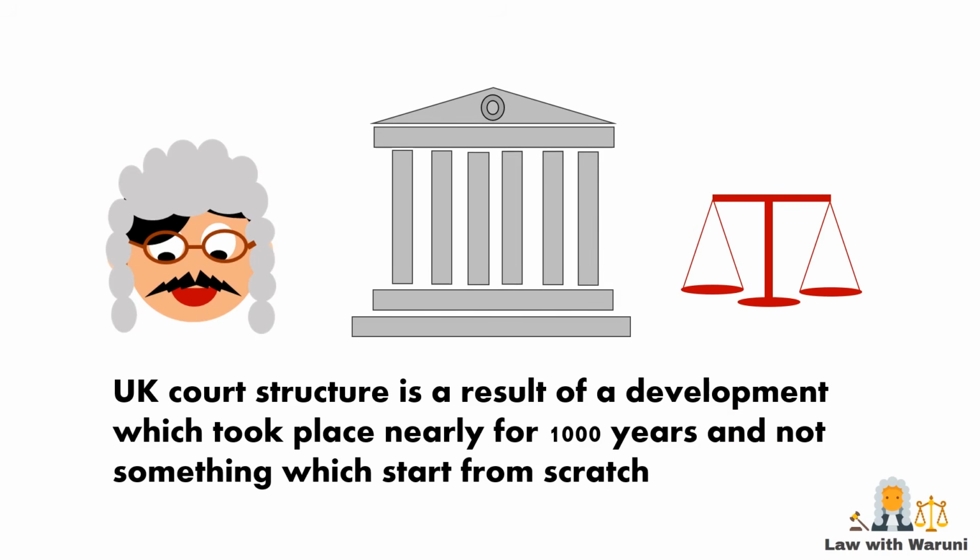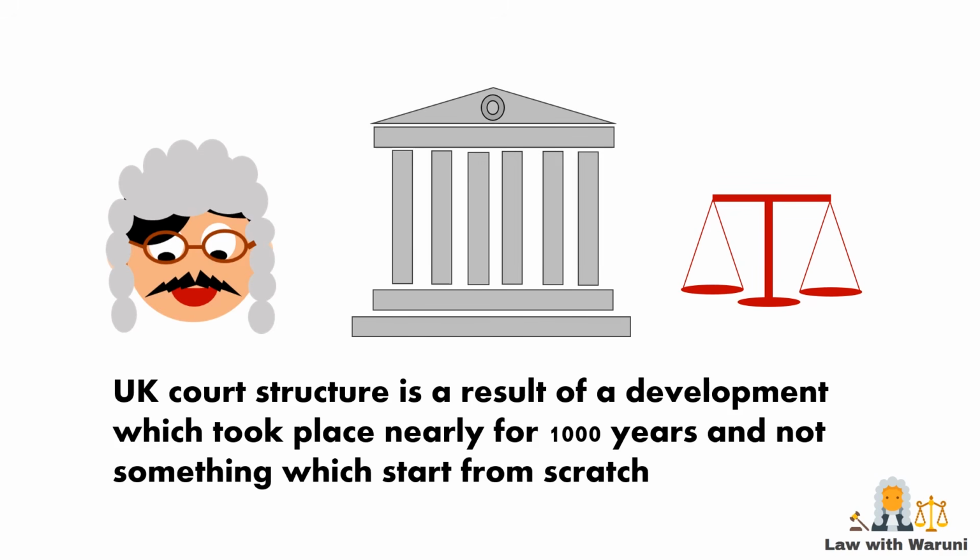UK court structure is the result of a development which took place over nearly 1,000 years and is not something which started from scratch. When William the Conqueror conquered Britain, there was no unified legal system or centralized governing body. Therefore, the development of the court structure has a lengthy history.